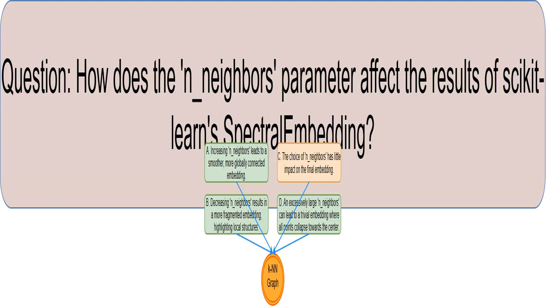This is a multiple-choice question about the effect of changing this n_neighbors parameter in spectral embedding. It looks at what happens when you increase it, decrease it, or make it excessively large. Essentially, it tests how well you understand how this parameter affects the overall shape of the result. I'm going to explain each option in simple terms.